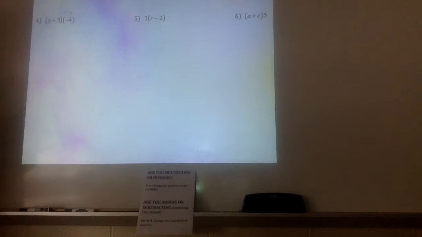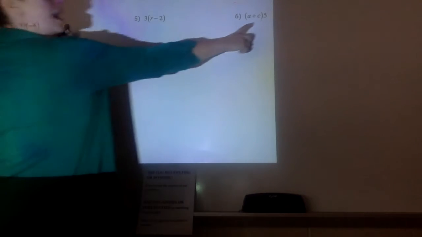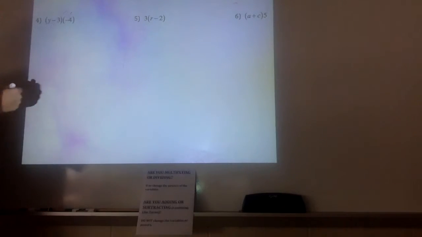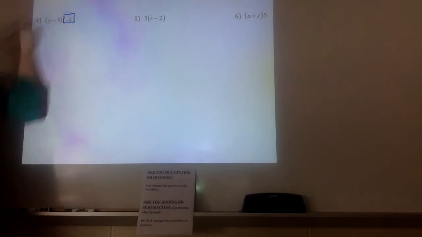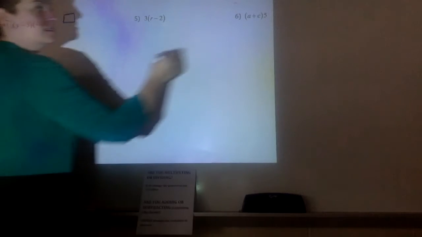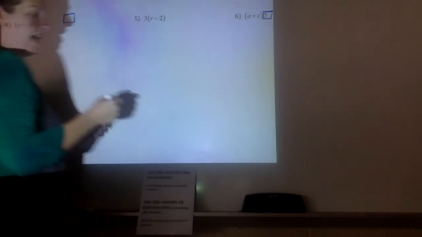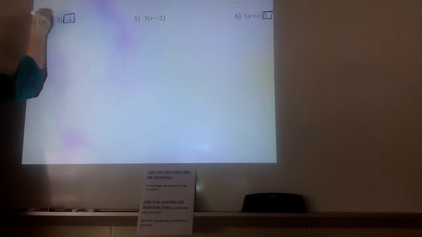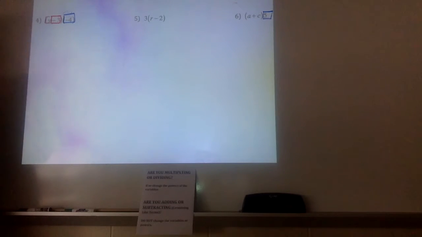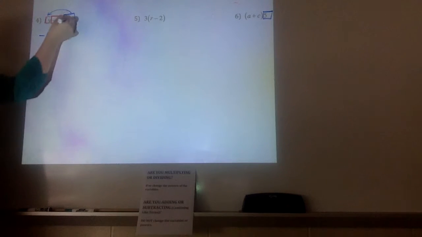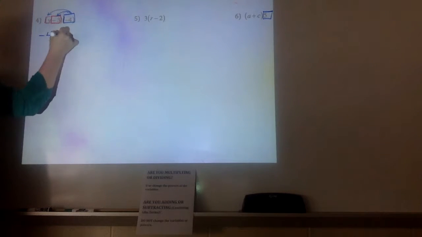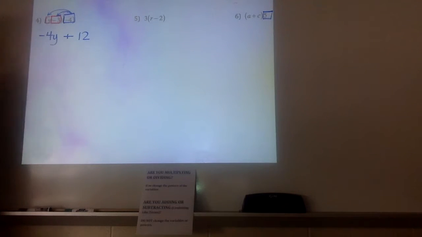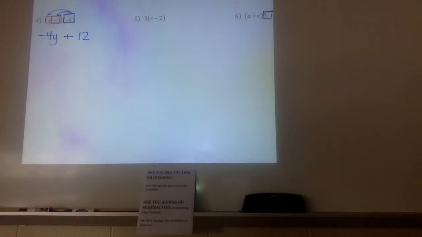In numbers 4 and 6, notice how we have what we're going to multiply by at the end. Negative 4 is at the end. 5 is at the end. On the inside, I have a y and a minus 3. I'm then going to multiply here to get negative 4y. Multiply here to get positive 12. Negative times a negative is positive. 3 times 4 is 12.